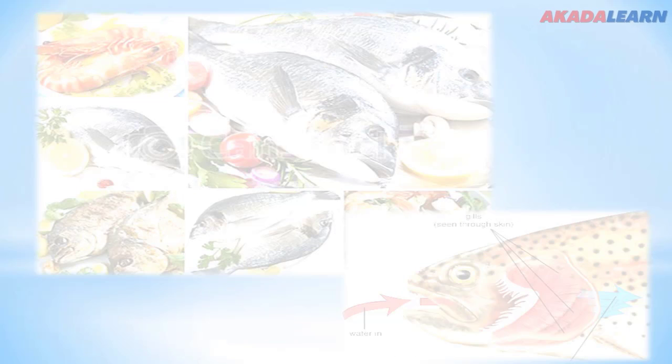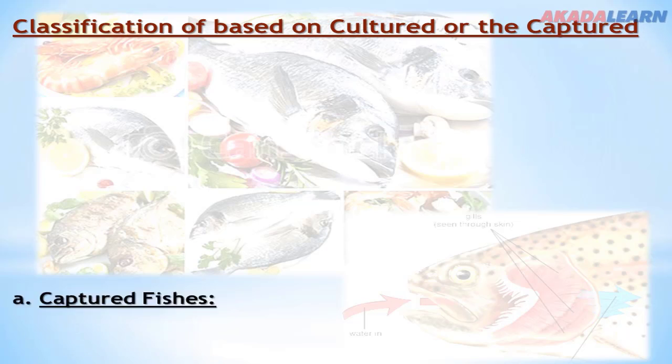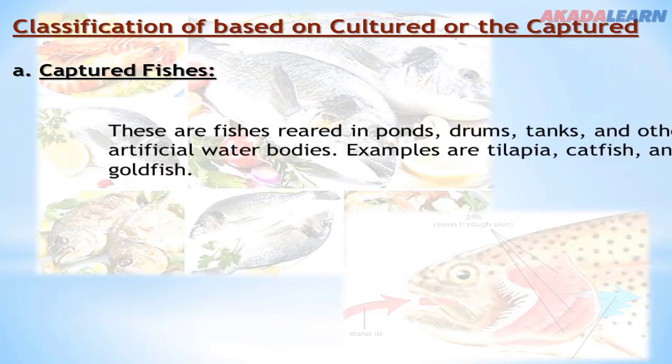Classification of fish based on cultured or captured. Now, when we are talking of cultured fishes, these are fishes reared in ponds, drums, tanks, and other artificial water bodies. Examples of such fishes are the tilapia, the catfish, and the goldfish.